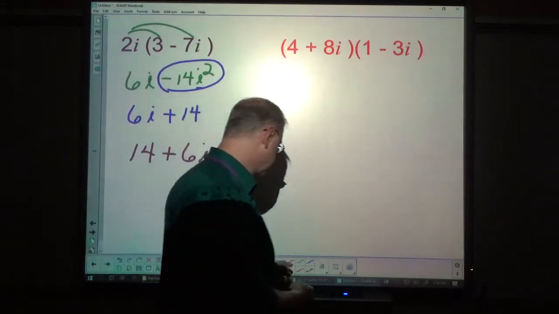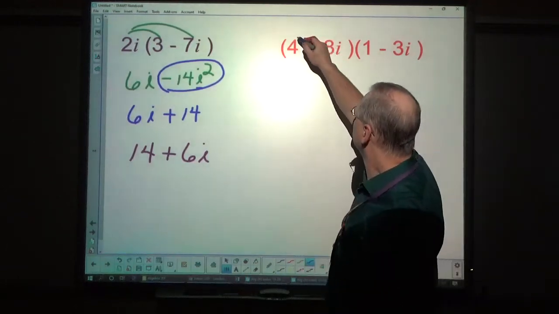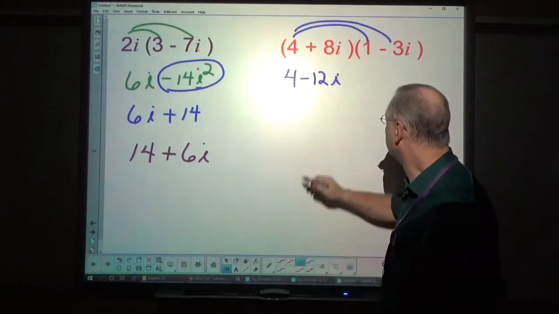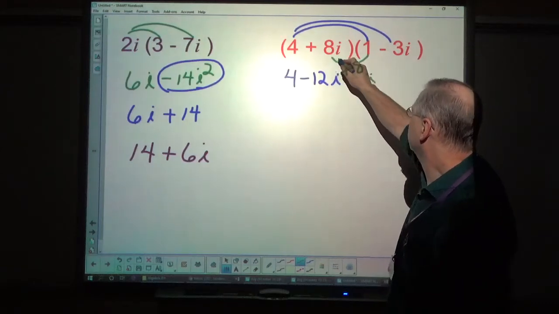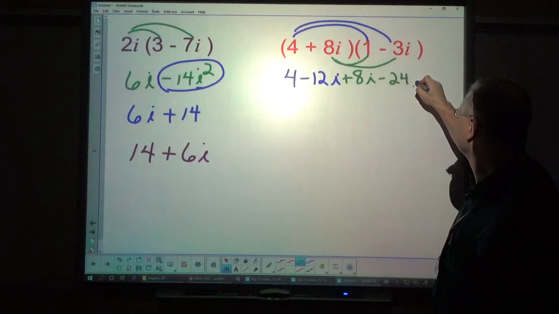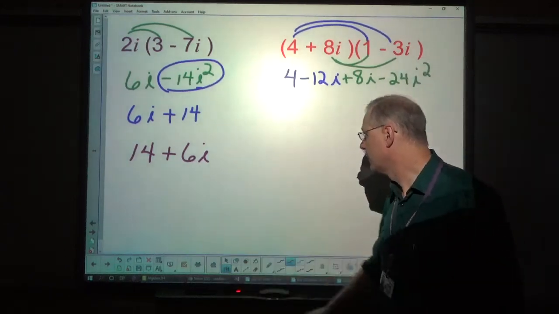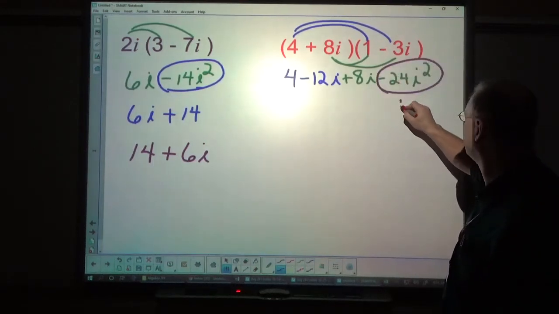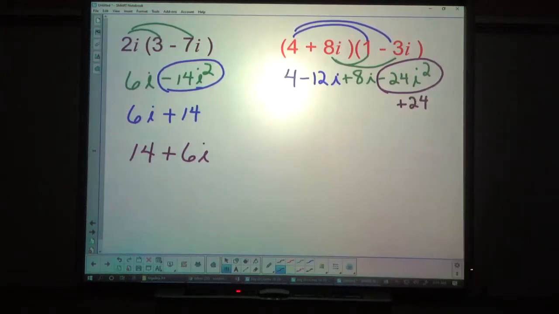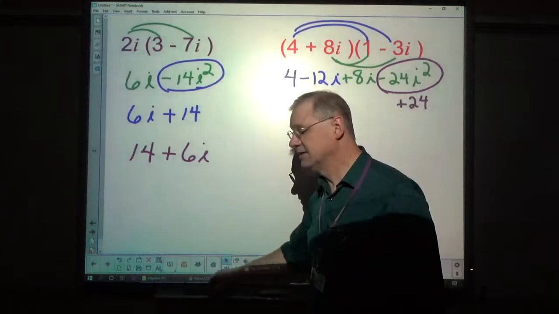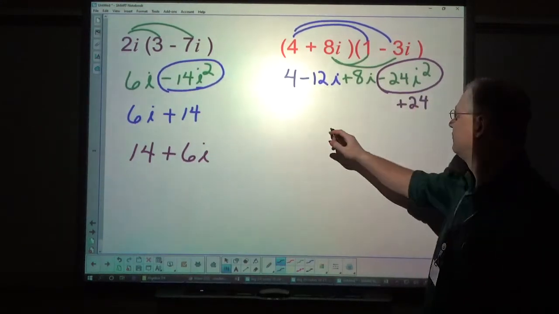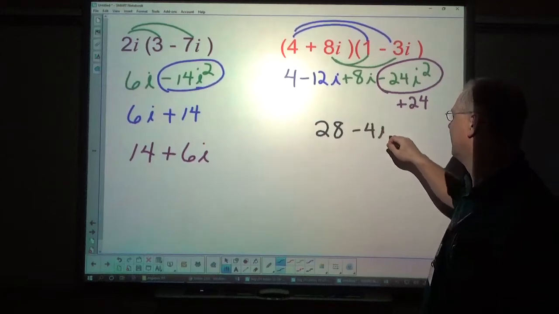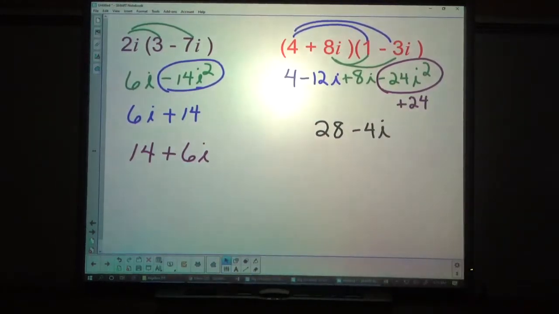Let's take a look at our next example. So I'm going to distribute: 4 minus 12i plus 8i minus 24i squared. Well, we know from our talk that this is going to change to plus 24 without the i. And now I'm going to combine like terms here. 4 and 24 is 28. Negative 12i and positive 8i is negative 4i. And that's the result you have when you distribute here.